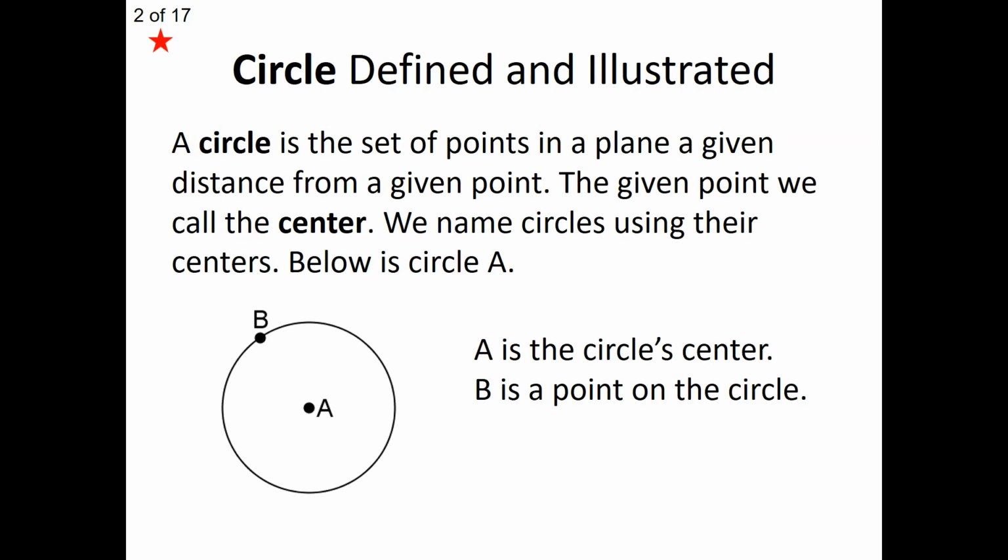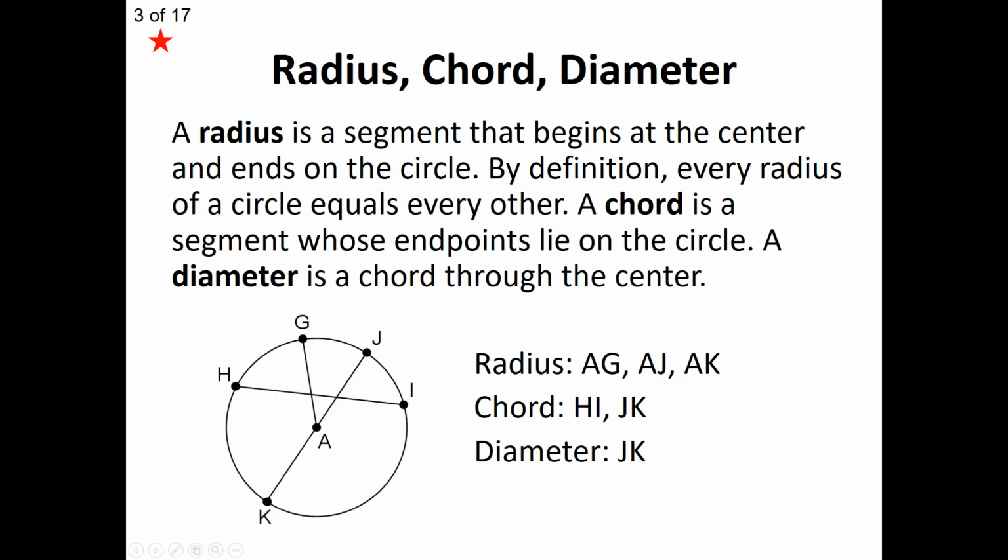So point B will be part of our circle. It's on the circle. We use that preposition there. And we'll find relationships between the points on the circle and the center of the circle. There's a given distance from the center of the circle to a point on the circle. If we were to connect a point at the center of the circle to a point on the circle, we call that the radius of a circle. So a radius is a segment that begins at the center and ends on the circle.